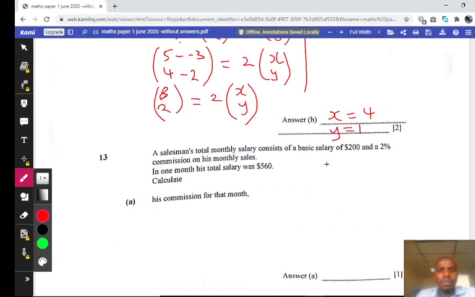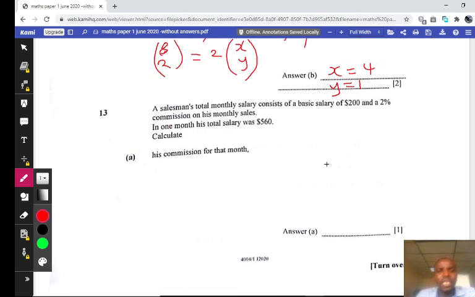Next, question number 13. A salesman's total monthly salary consists of a basic salary of $200 and a 2% commission on his monthly sales. In one month, his total salary was $560. Calculate, first part, his commission for that month.